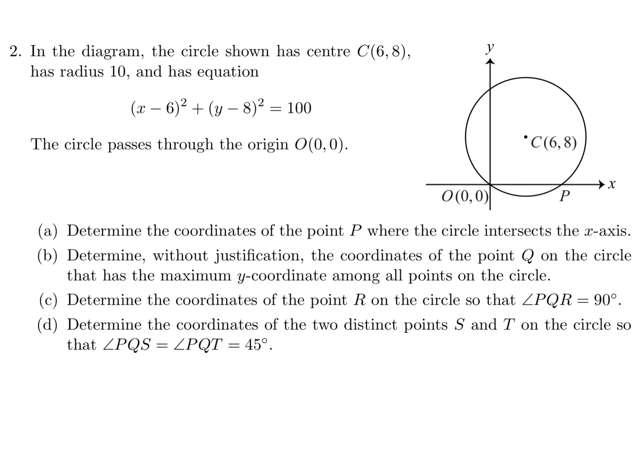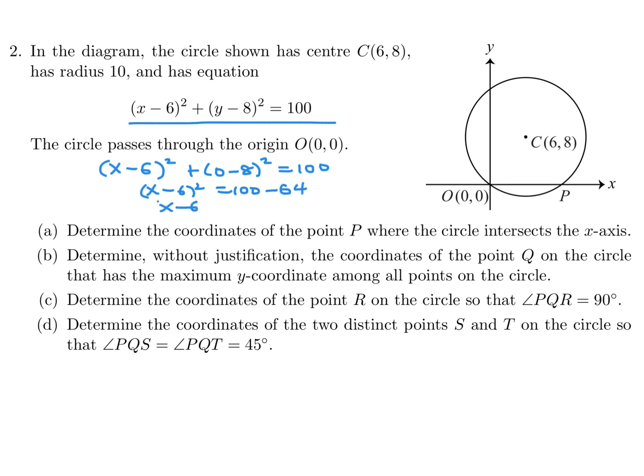The circle intersects the x-axis, obviously, when y is 0. So all you have to do is take that equation and put y equals 0. So it would be (x minus 6) squared plus (0 minus 8) squared is equal to 100. So (x minus 6) squared is 100 minus 8 squared, which is 64. So 100 minus 64, (x minus 6) squared is 36, and therefore x minus 6 would be plus or minus 6. When you solve for that, you'll get x equal to either 0 or 12. So that's the 0 one, and therefore this is the 12 one. P would be the coordinates (12, 0).